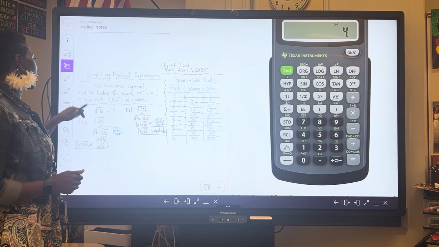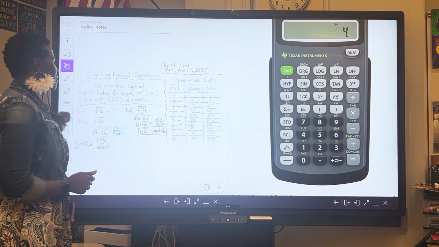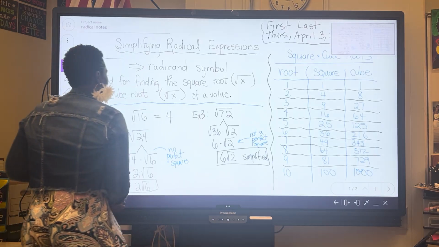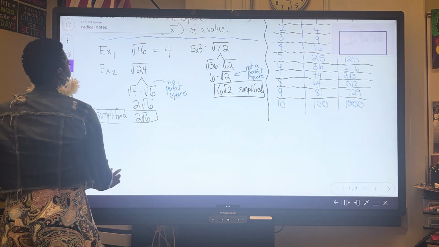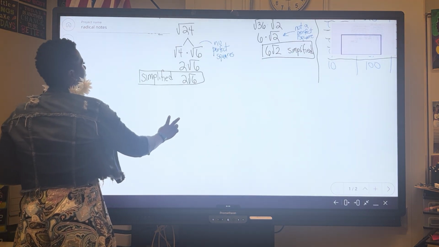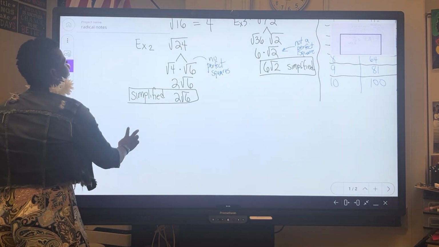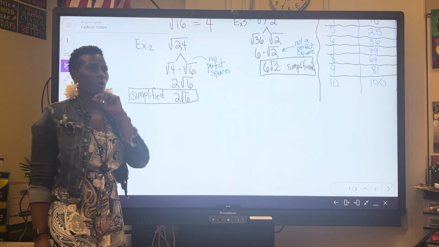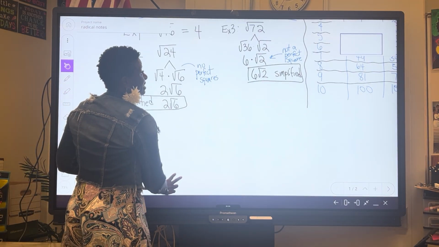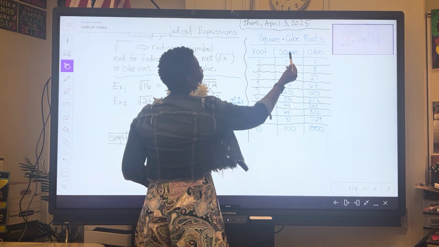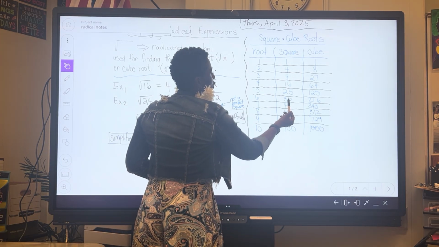Now look at this other example. The second example, I want to look at that. It says the square root of 24. Now, if we look at our list, do we have any 24s under square?